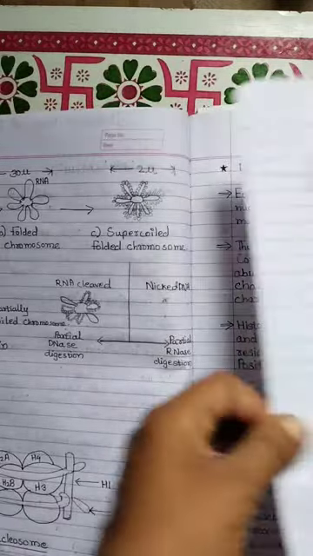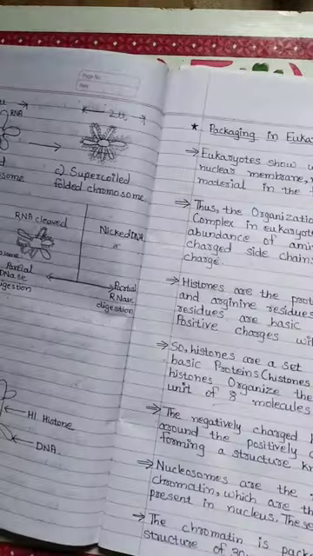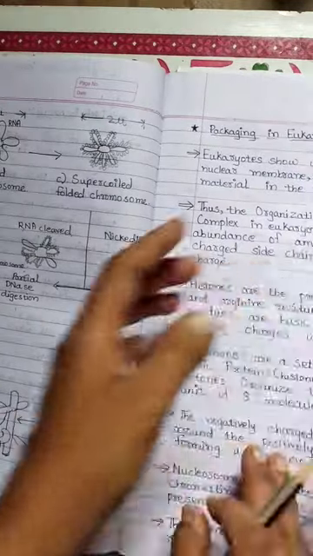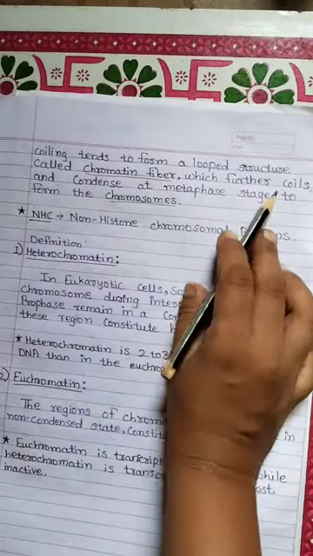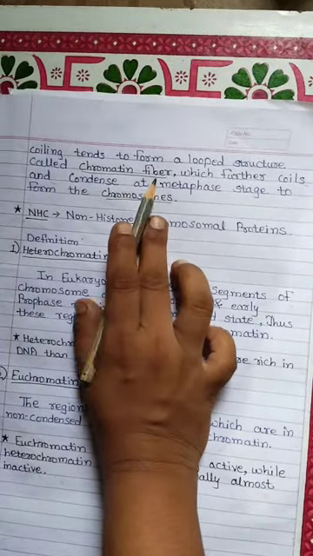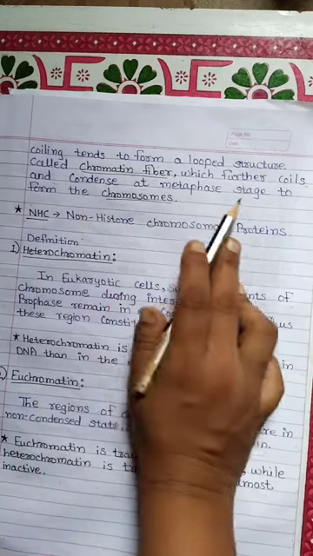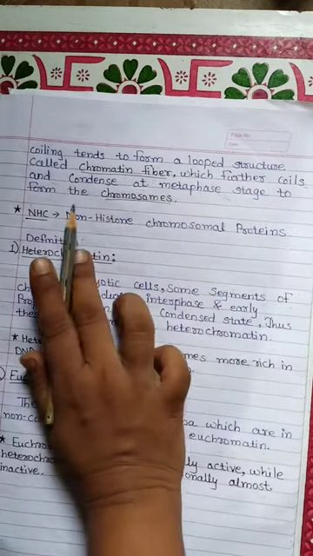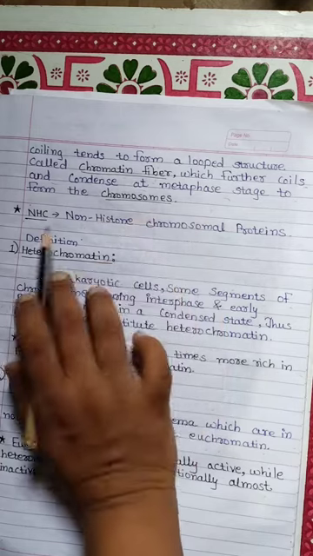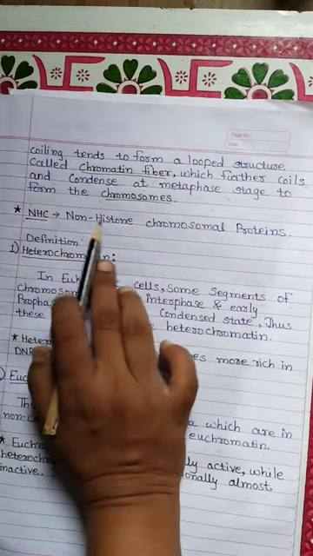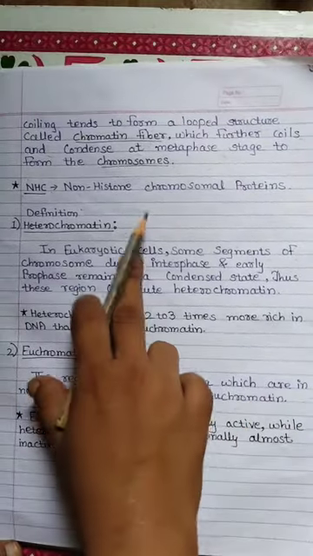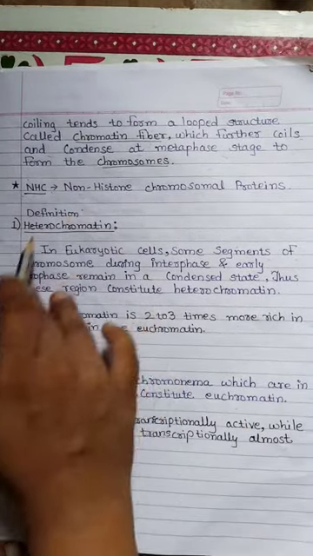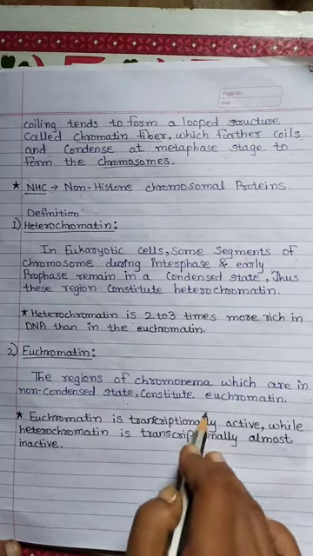Now let us start with the next further supercoil. It tends to form a loop structure called chromatin fiber, which further coils and condenses at the metaphase stage to form a chromosome. Now what is NHC? Non-histone chromosomal protein. These are the definitions which are generally asked during the exam.